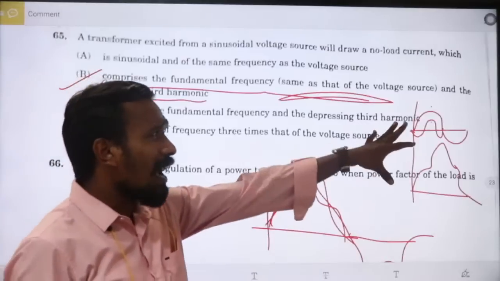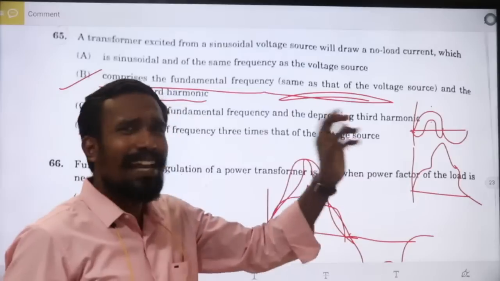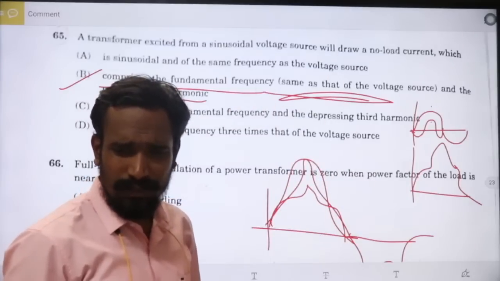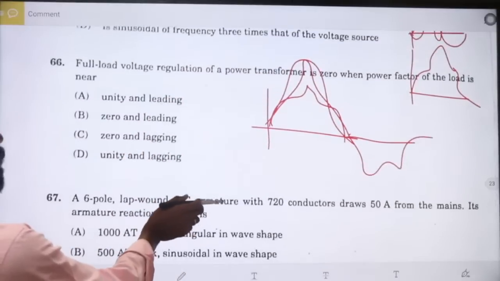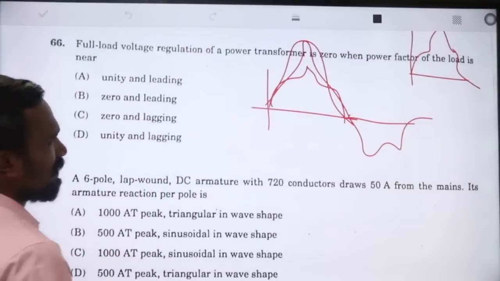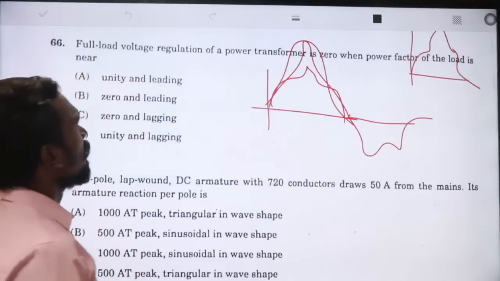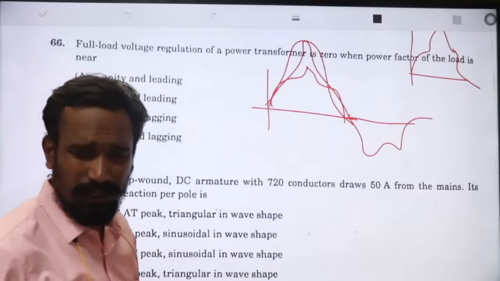You have to imagine these diagrams in your exam. Yes Ramesh, yes, very good. And what about the next? Yeah, this is also a silly question, sir, actually. This is also a very easy question.